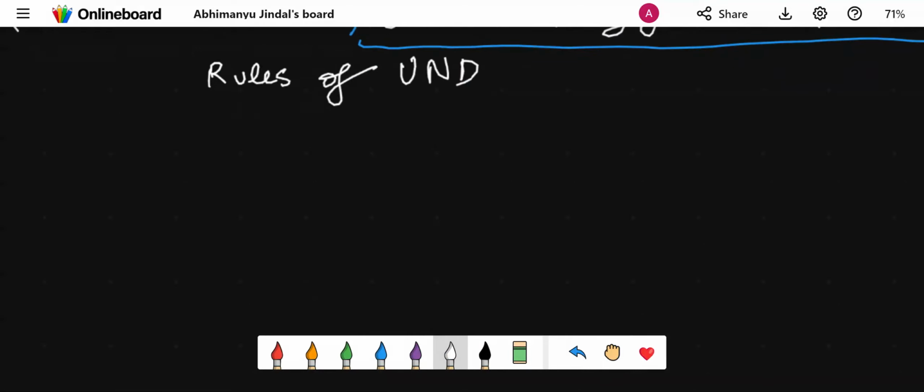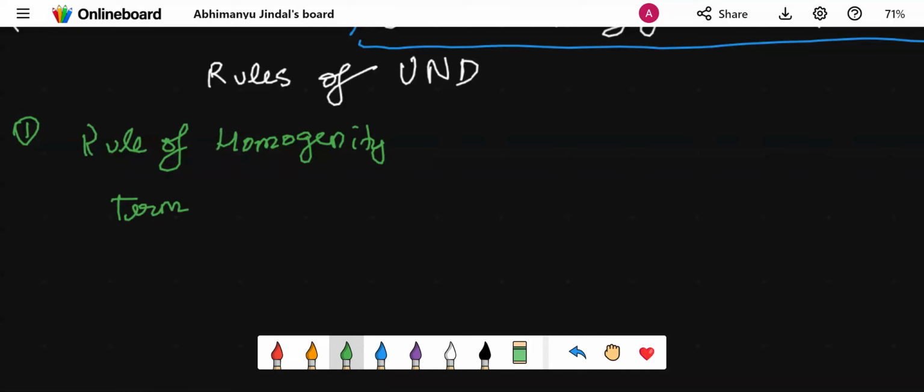So the first rule which I want to discuss with you guys is the rule of homogeneity. This rule states that terms, and this is an application rule. This is very, very important, and many questions can be solved using this. So rule 1 and rule 2.